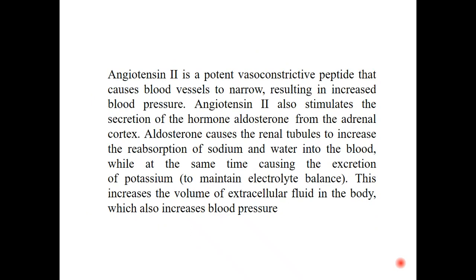Angiotensin 2 is a potent vasoconstrictive peptide that causes blood vessels to narrow, resulting in increased blood pressure. Angiotensin 2 also stimulates the secretion of the hormone aldosterone from the adrenal cortex. Aldosterone causes the renal tubules to increase the reabsorption of sodium and water into the blood, while at the same time causing the excretion of potassium to maintain electrolyte balance. This increases the volume of extracellular fluid in the body, which also increases blood pressure.